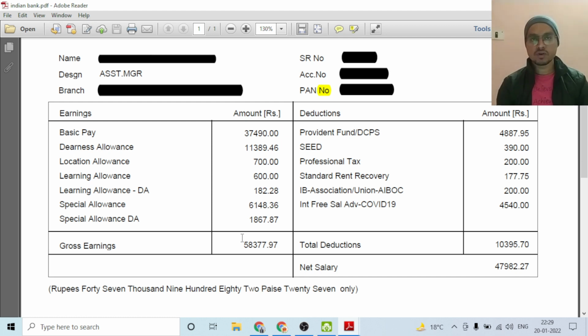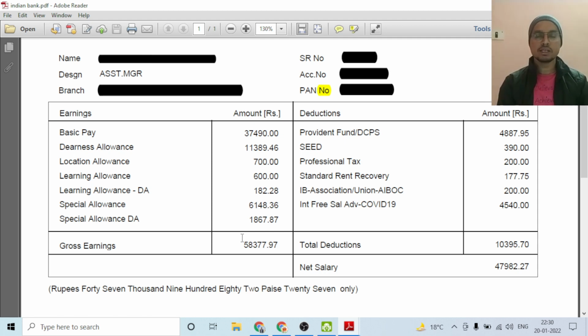Now what are the deductions? The first one is the provident fund, to which each employee has to contribute some amount. Another one is the SEED, to which each employee also has to contribute. Then professional tax: wherever you are posted in any state, you have to pay some professional tax. The fourth one, you can see here, is the standard rent recovery. I will explain what that amount is.